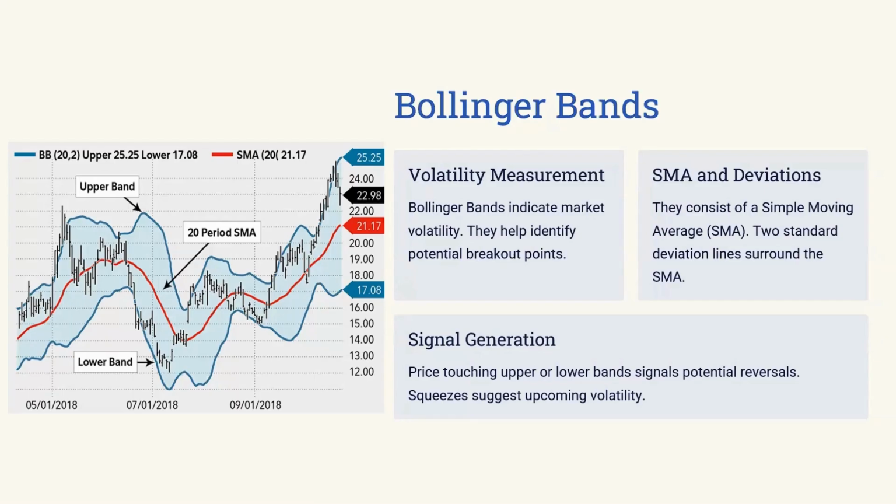Squeezes suggest upcoming volatility. As mentioned, a Bollinger squeeze occurs when the bands narrow significantly, which indicates price momentum or breakout. Traders watch for the direction of a subsequent breakout to confirm the new trend. A breakout above the upper band after a squeeze often signals the start of an uptrend, while a breakdown below the lower band after a squeeze can signal the start of a downtrend.